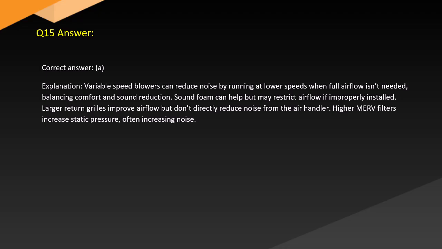Explanation. Variable speed blowers can reduce noise by running at lower speeds when full airflow isn't needed, balancing comfort and sound reduction. Sound foam can help but may restrict airflow if improperly installed. Larger return grills improve airflow but don't directly reduce noise from the air handler. Higher MERV filters increase static pressure, often increasing noise.